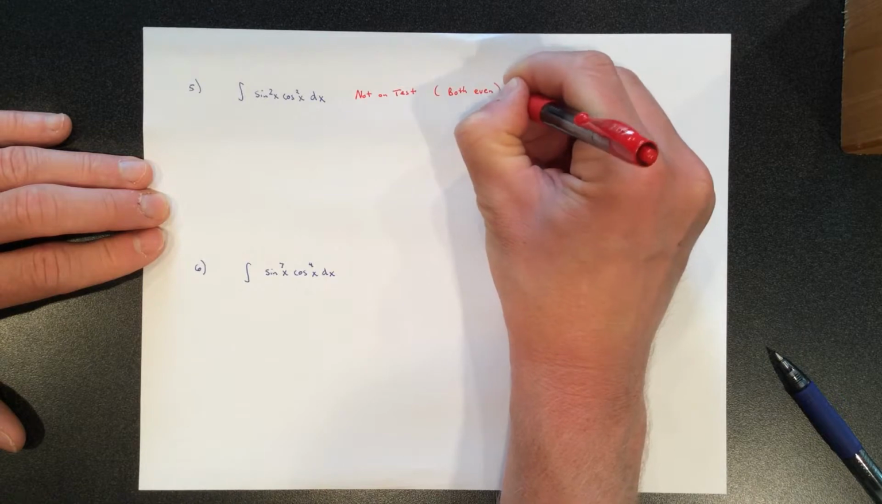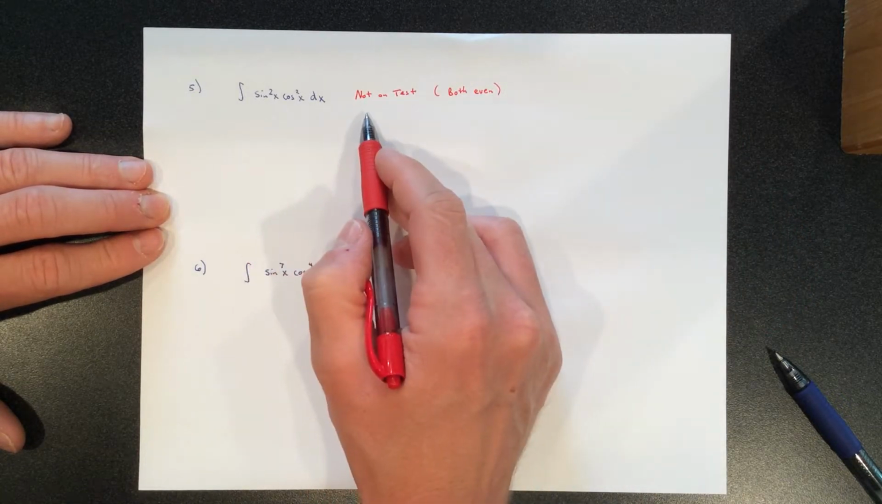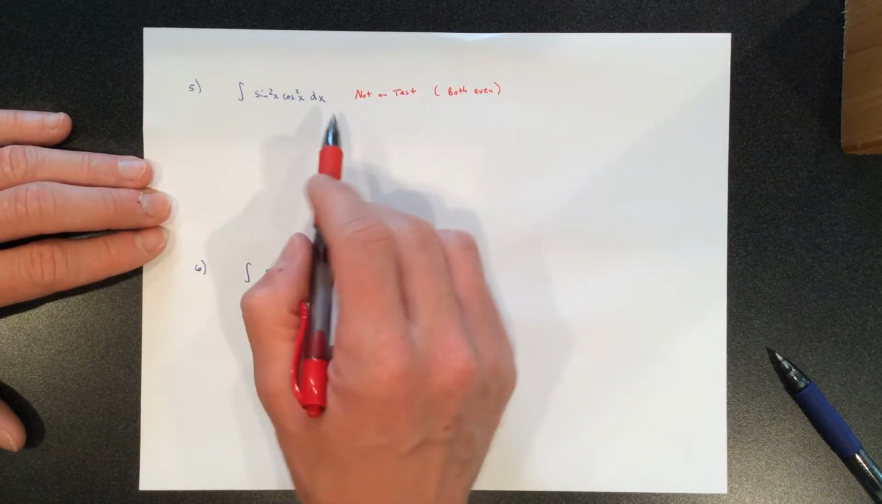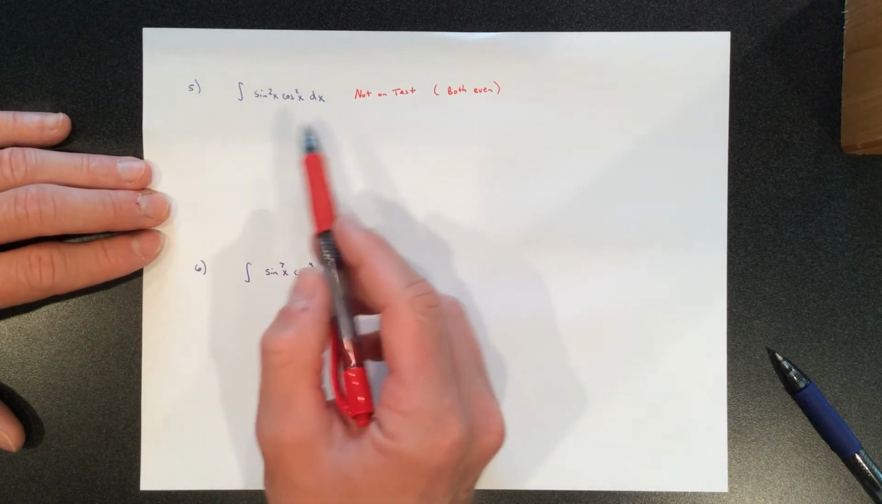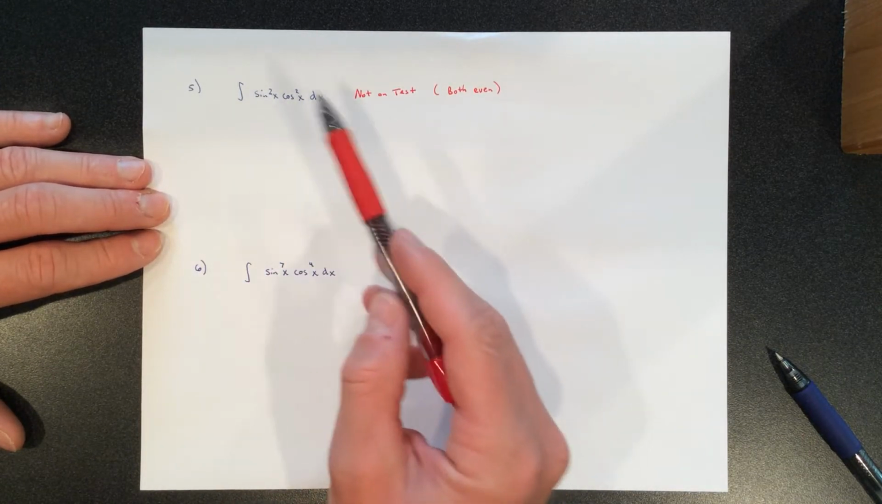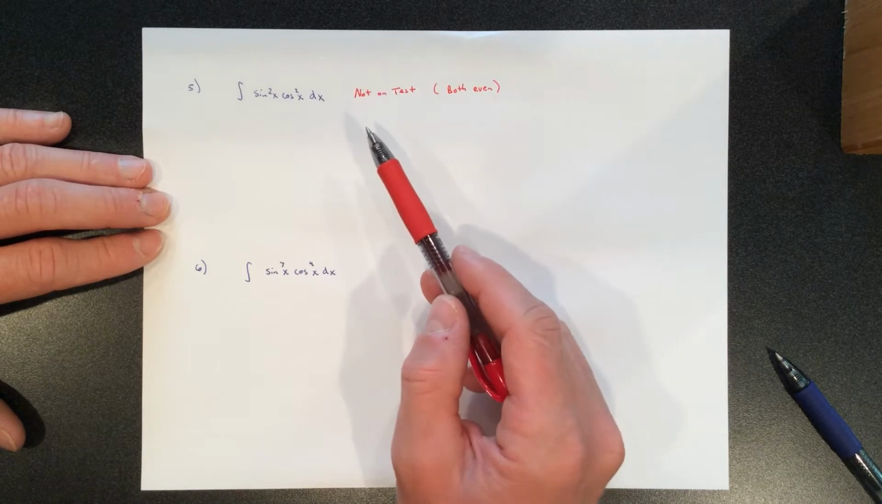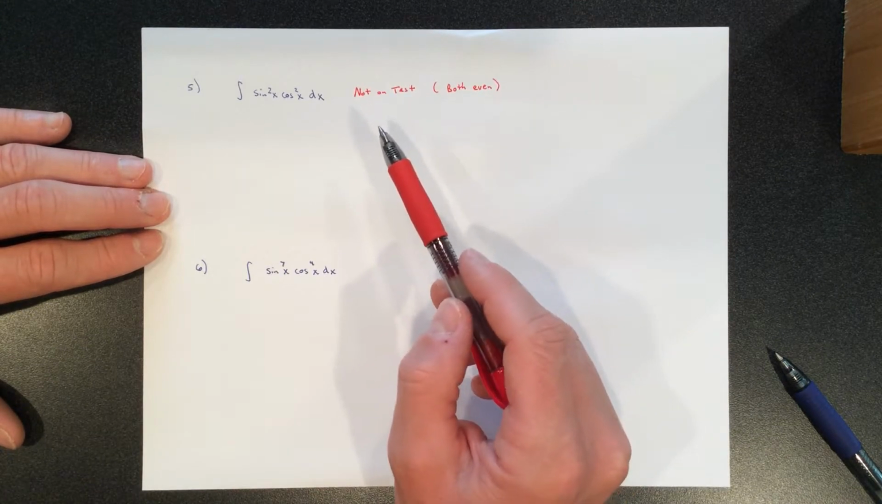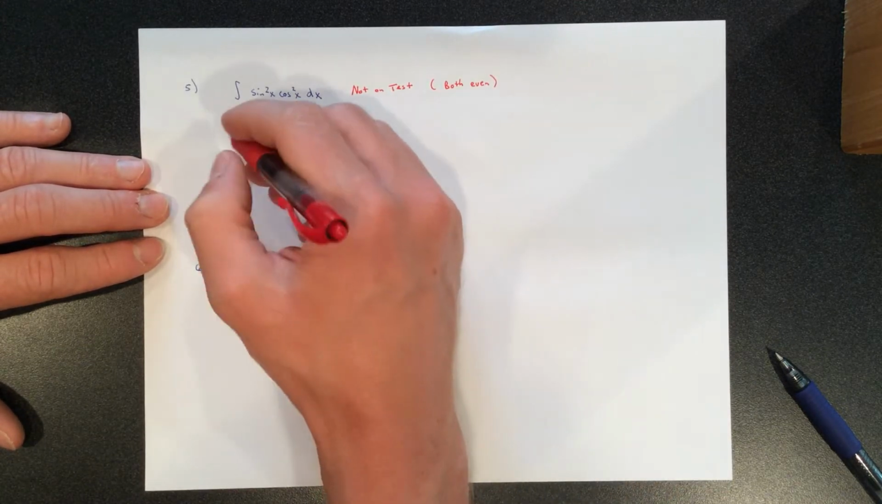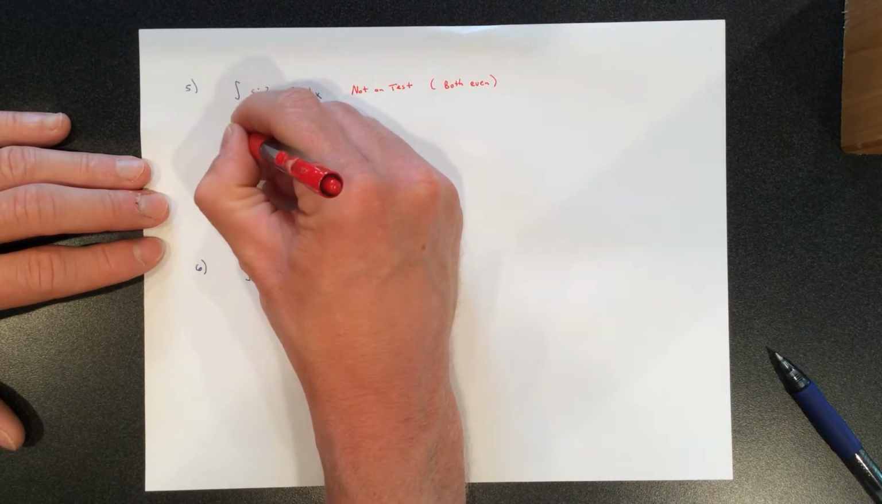It's going to get ugly because you can't rip off a cosine and you can't rip off a sine, because you'd be leaving only one power, and you can't change sine into cosine. You need to change sine squared into cosine squared. So it turns out what you have to do is use the double angle formula for both of them.